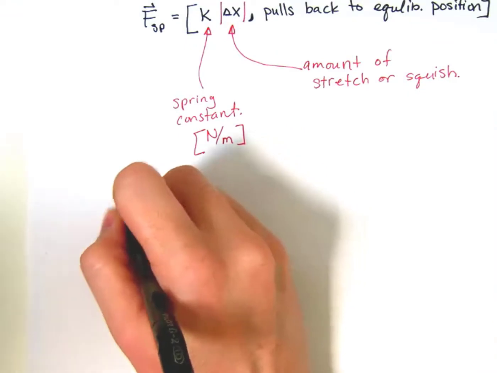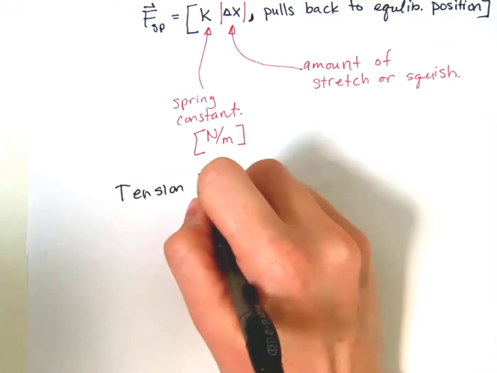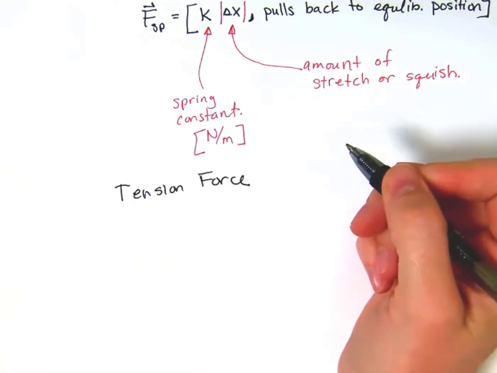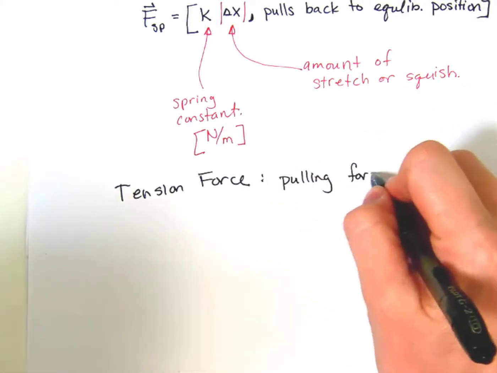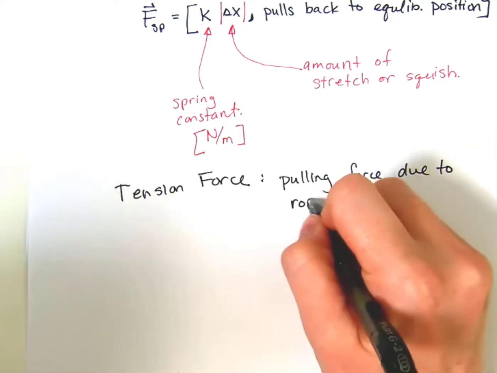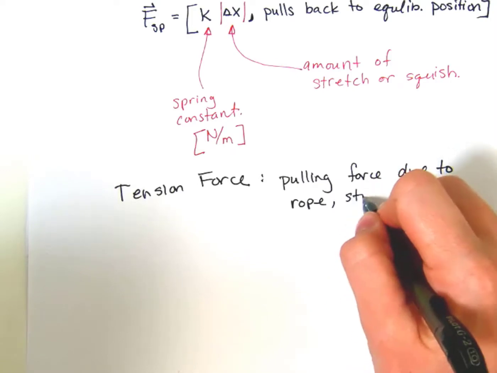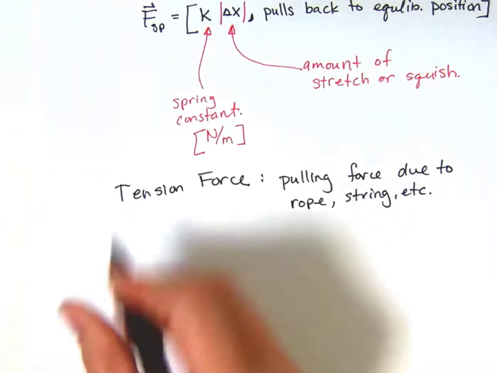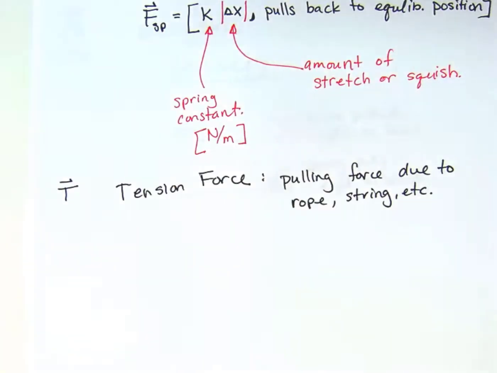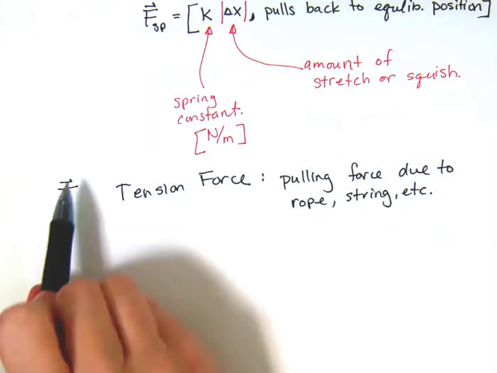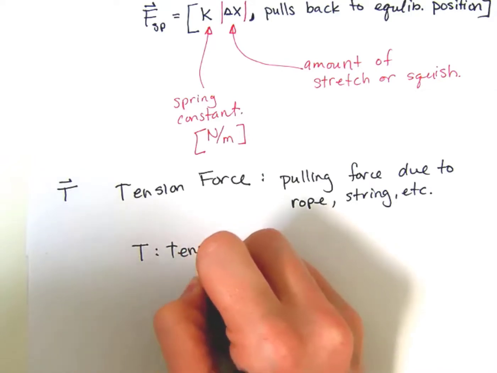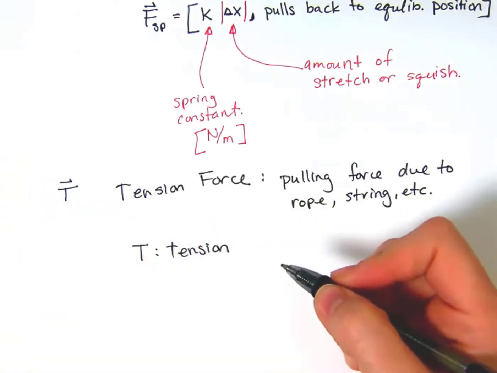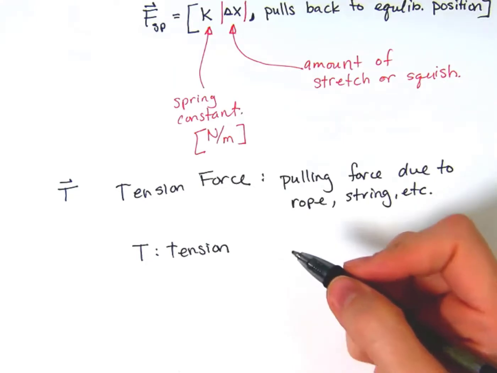Our next force is going to be the tension force. And that's going to basically be a pulling force due to a rope or a string. The abbreviation for this is going to be capital T. And the notation gets a little bit tricky here. So tension force is going to be the vector, a T with a little arrow over it. But a lot of times we might just say tension, which is just going to be the magnitude of the tension force. We don't care about the direction of it, we just want to know the amount of it.